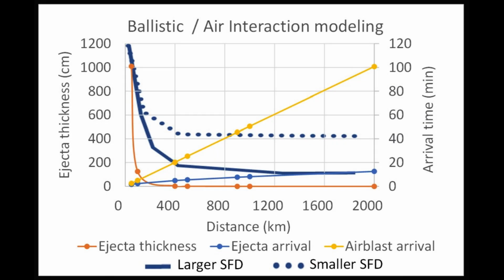This graph shows the difference between a ballistic ejecta model and an atmosphere interaction model. In the atmosphere interaction model, the hot atmosphere carries ejecta far away and for a long time suspends smaller fragments, giving a smaller size frequency distribution. Even small fragments could reach the Philippines.